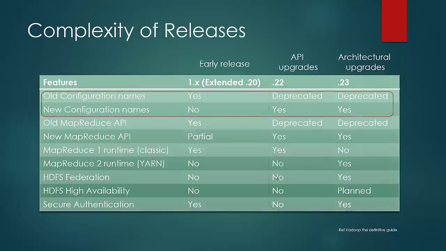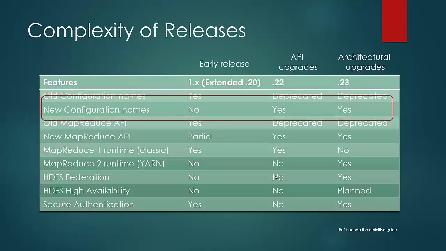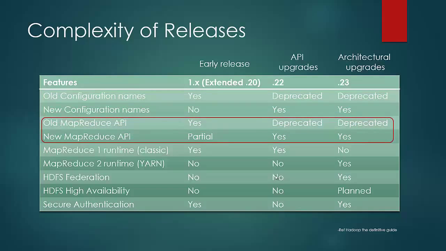1.x uses the old configuration names, while 0.22 upgraded to new configuration names, and so did 0.23. The old configuration names are supported but are deprecated in 0.22 and 0.23. Exactly the same is the case with the APIs. 1.x uses the old APIs, while 0.22 uses new APIs, and so does 0.23. 0.22 and 0.23 support the old APIs to maintain backward compatibility.